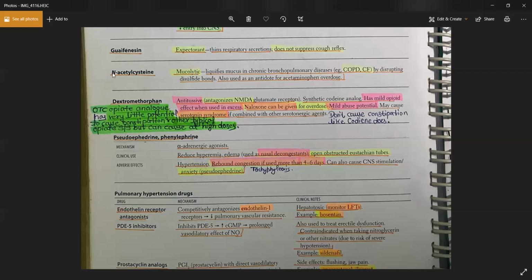Aspirin. N-acetylcysteine. This drug can also be used for acetaminophen overdose, because in case of acetaminophen overdose, all of the glutathione in the body gets utilized. You have a deficiency of that. To fight the reactive oxygen species, you require more glutathione, and that could be replenished by giving the patient N-acetylcysteine. So this drug can also be given in case of acetaminophen overdose.